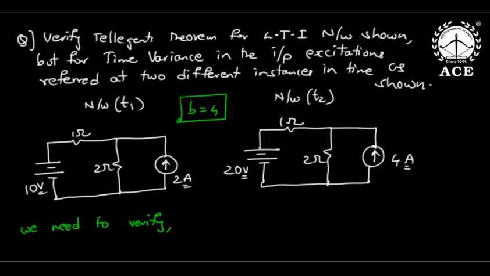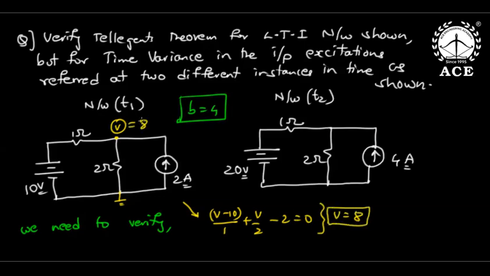Yes, see here everybody. See what I will do. First, I want all the elemental voltages and currents, so I will take a nodal equation here. For this network, I am writing (V minus 10) by 1 plus V by 2 minus 2 equal to 0. If you solve, 3V equal to 24, V equal to 8. So now we get V equal to 8 volts. That means this is 8 volts, this is also 8 volts.